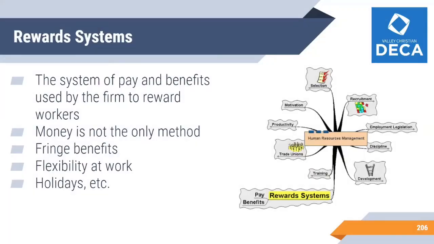The next one is the reward system. It basically uses a system of pay and benefits to reward workers for doing their work. And oftentimes money might not be the only reward. There are fringe benefits, which is, for example, a company car or a company phone. And there's also flexibility at work and holidays or days off. So these are all excellent ways for workers to get motivated and for them to work.